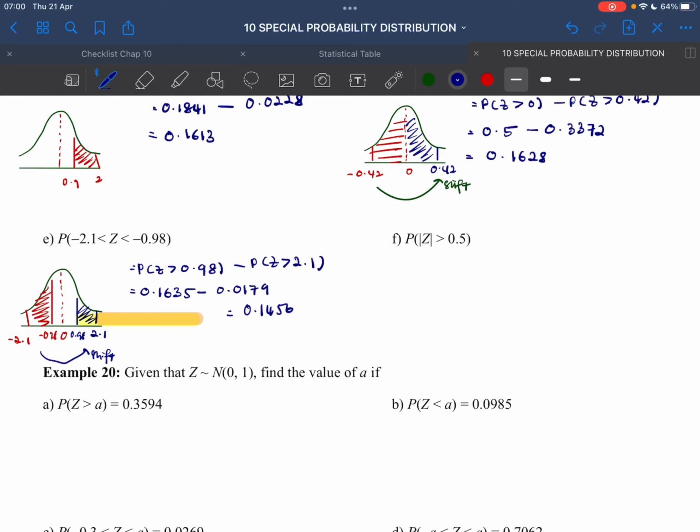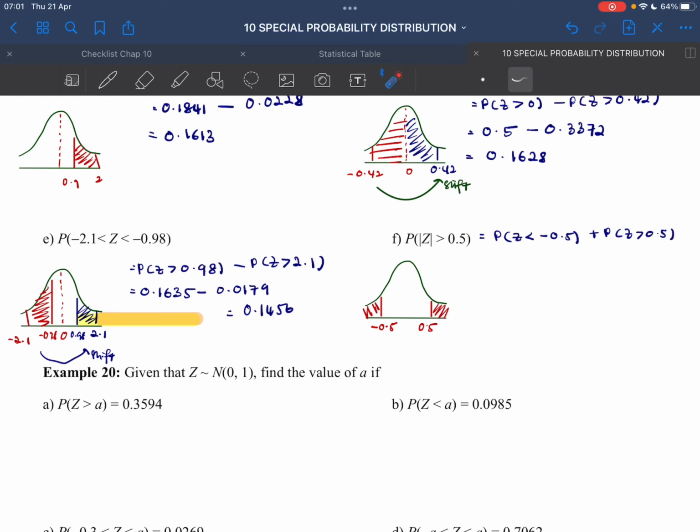So there is a definition for this one here. If we draw the bell shape, it's going to be like this. Modulus of z greater than 0.5 is the same as, this is negative 0.5, this is 0.5. The area that we want to find is this one and this one here. So that is the definition for modulus z greater than 0.5. This is the same as P(z less than negative 0.5) plus P(z greater than 0.5).